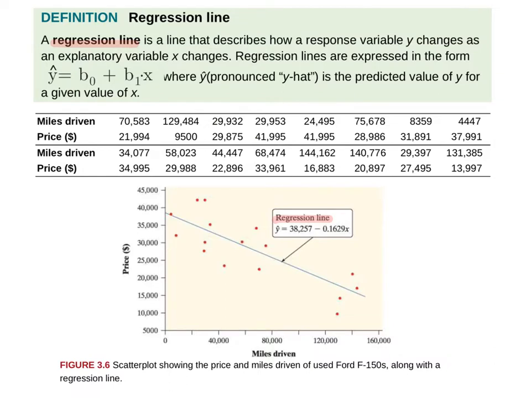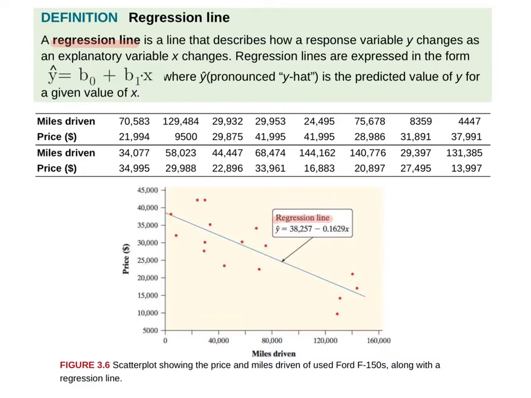In statistics speak, a regression line is a line that describes how a response variable y, so your output, changes as an explanatory variable x, your input, changes. So one way to express a regression line or a line of best fit is in this form. We have a y hat, yes, that is a little hat that the y is wearing, it's precious, is equal to b naught plus b1 times x.